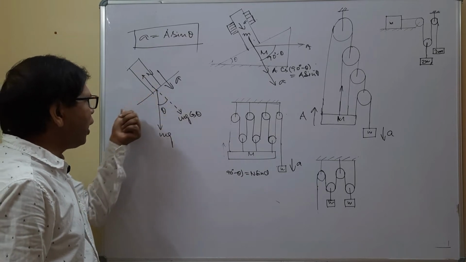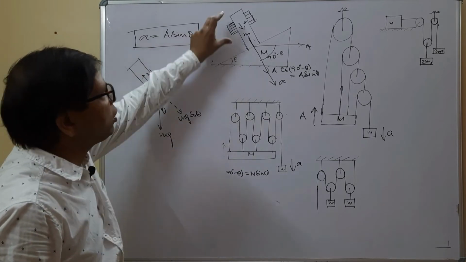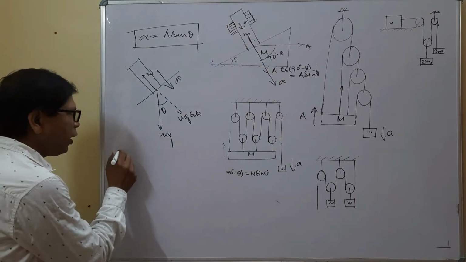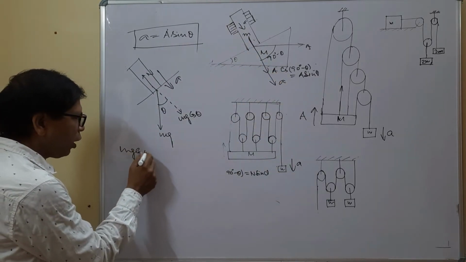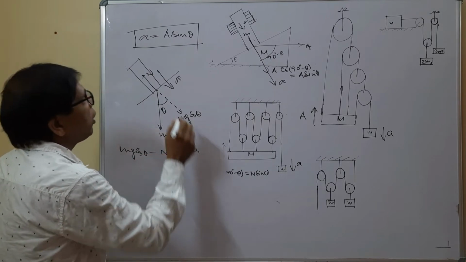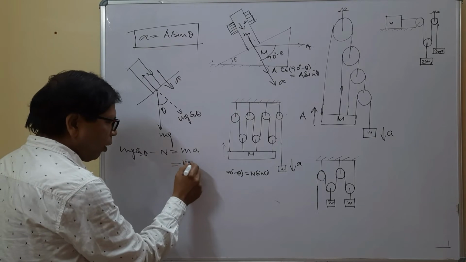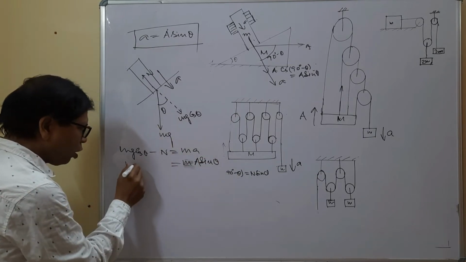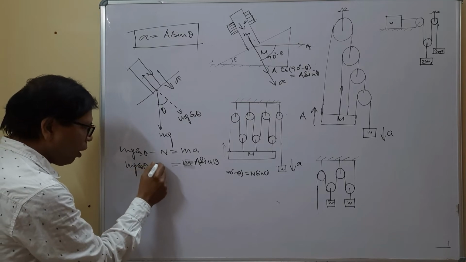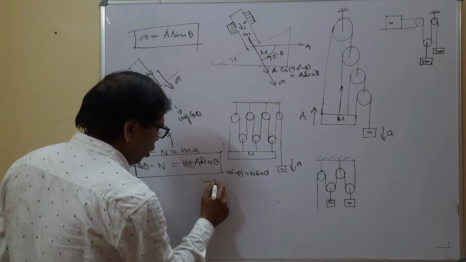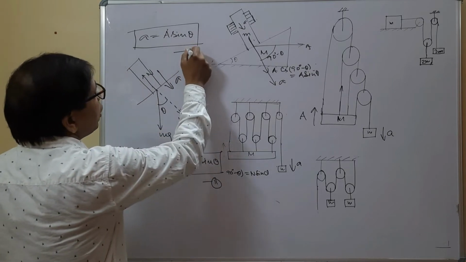The mg sin theta component does not affect this because the block is restricted from moving along this direction. So mg cos theta minus N equals mass into acceleration, m into a. So this becomes m a sin theta, and this is mg cos theta minus N. This is relation number 2, and this is relation number 1.